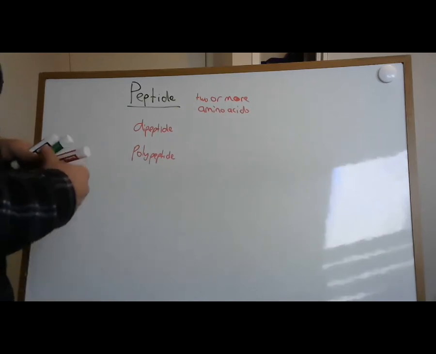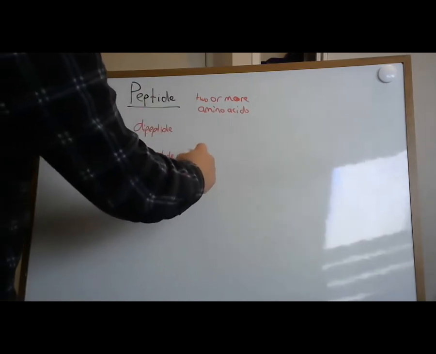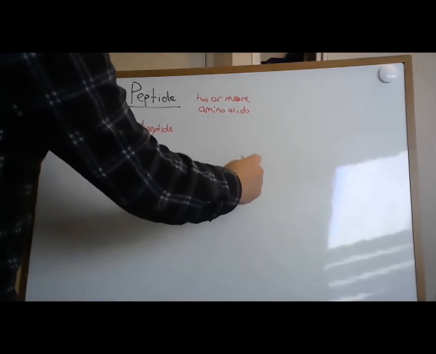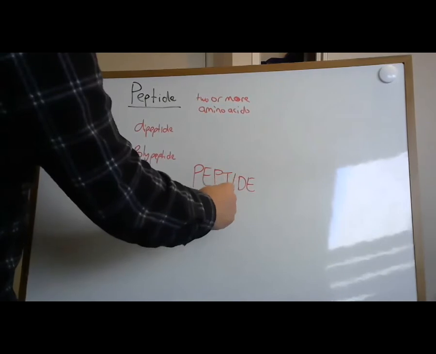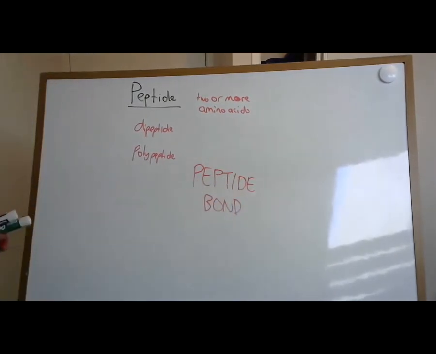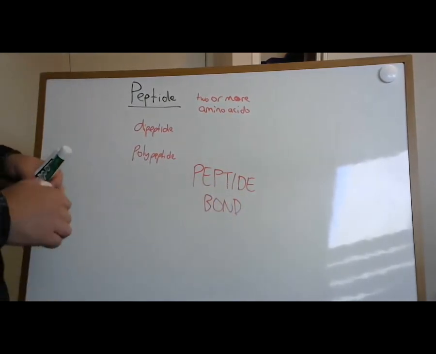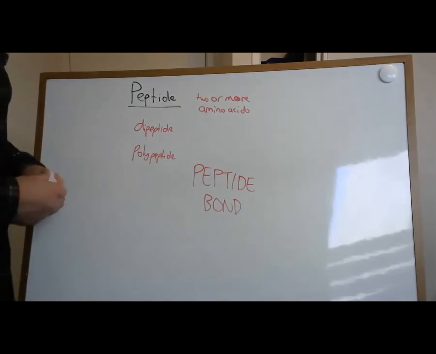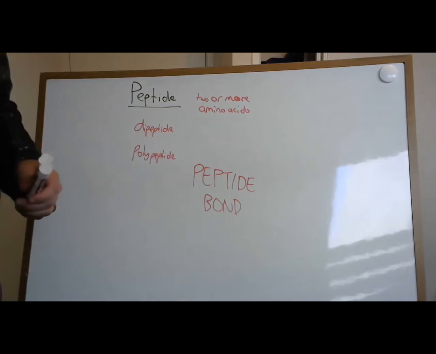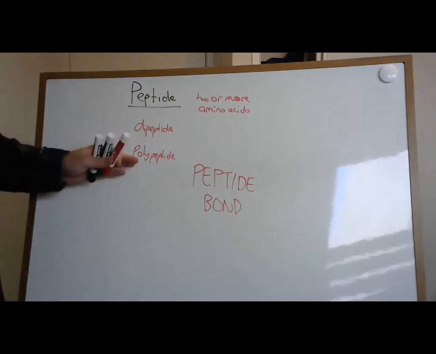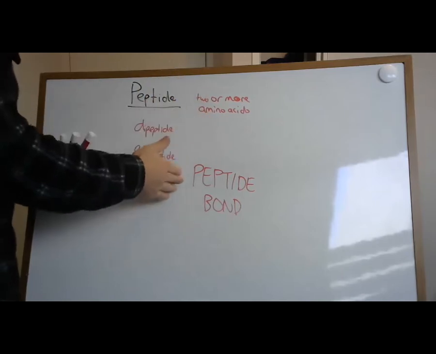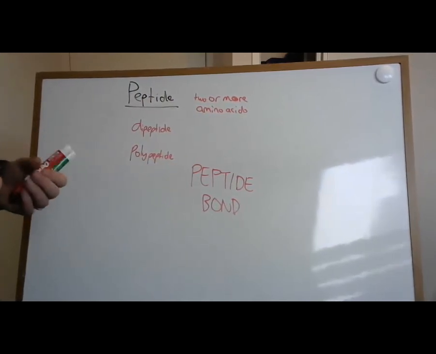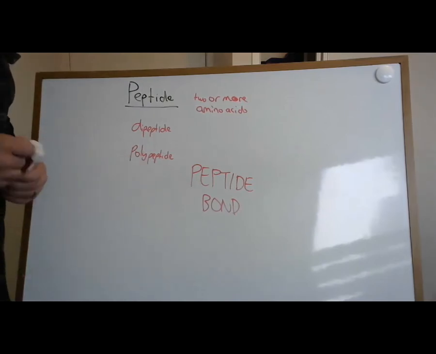And this forms a peptide bond. So a peptide bond forms from a condensation reaction between the carboxyl group of one amino acid and the amino group of the other amino acid. Water is released, we get a carbon to nitrogen peptide bond.